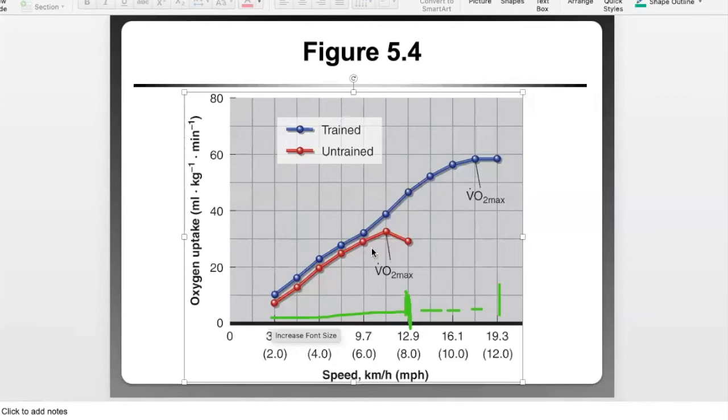And not only are they able to stay on for a longer period of time, but you'll notice that the untrained individual has a peak VO2 max of about 30 milliliters per kilogram per minute. 30 milliliters per kilogram per minute. That is another way of saying 3.5.